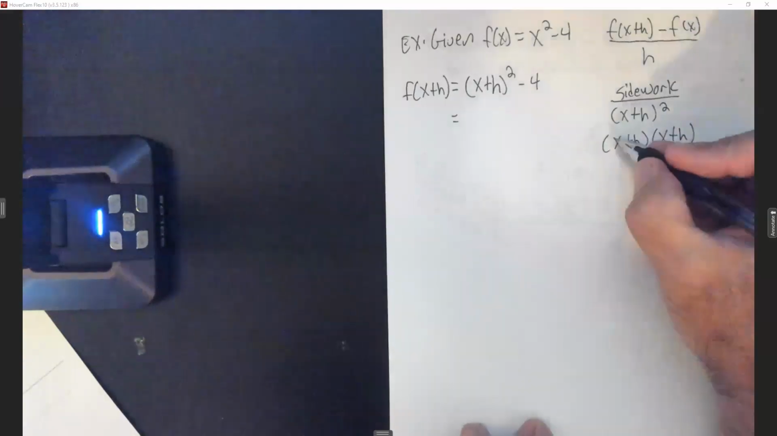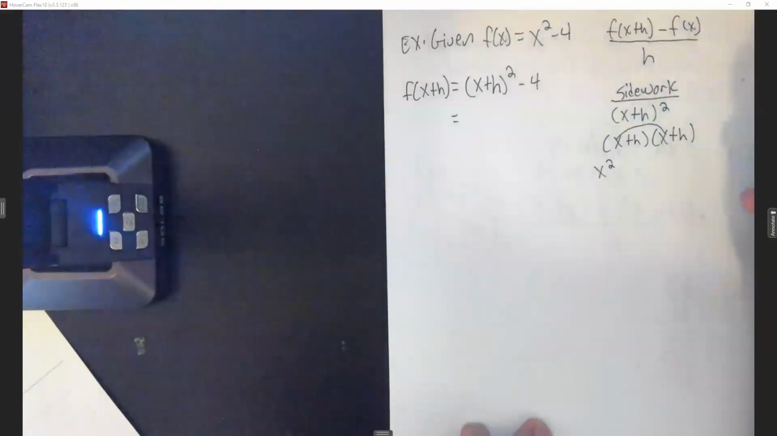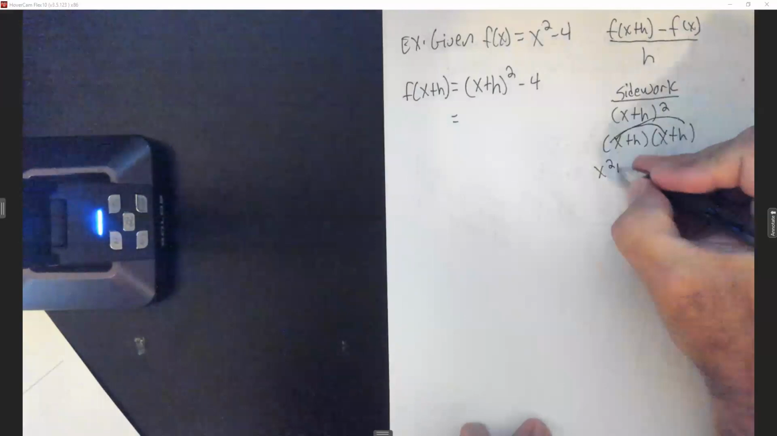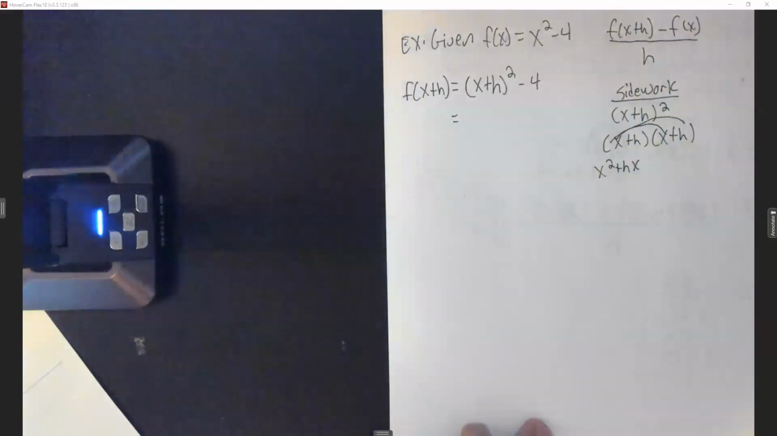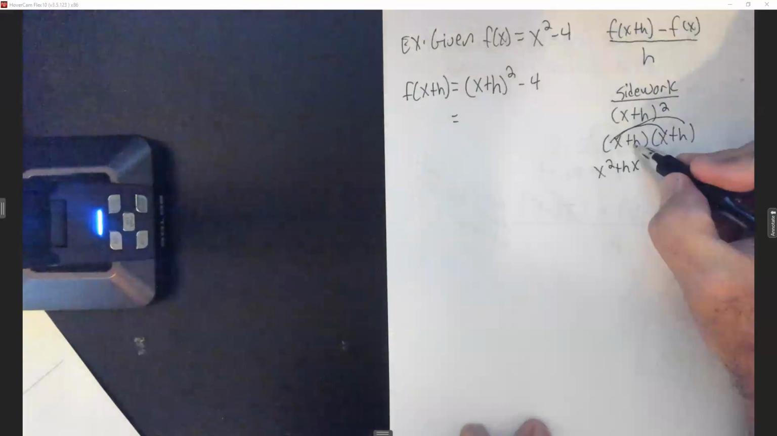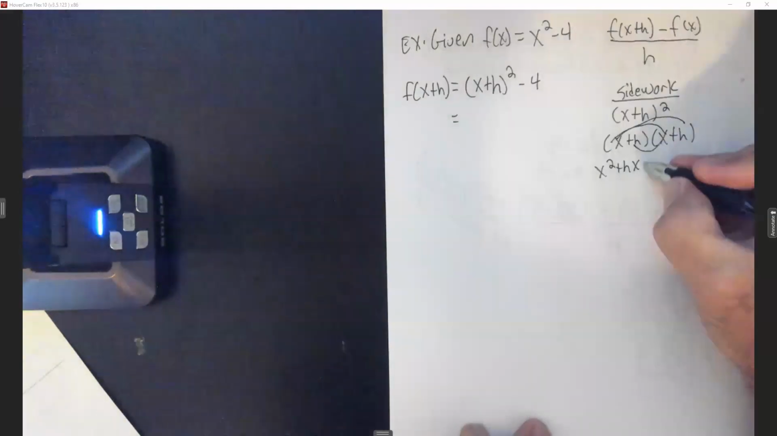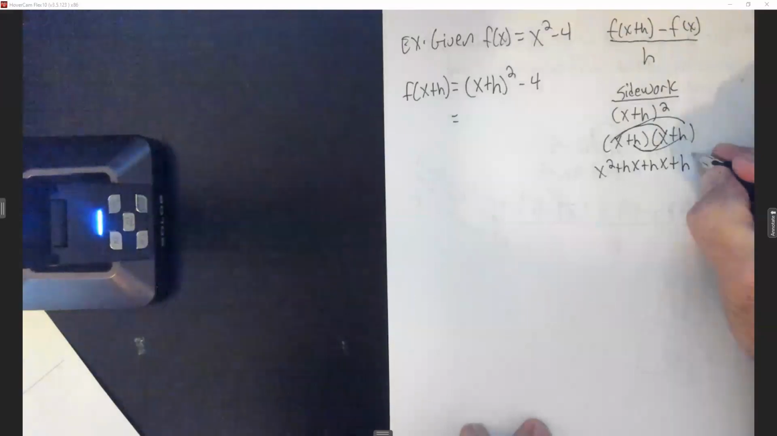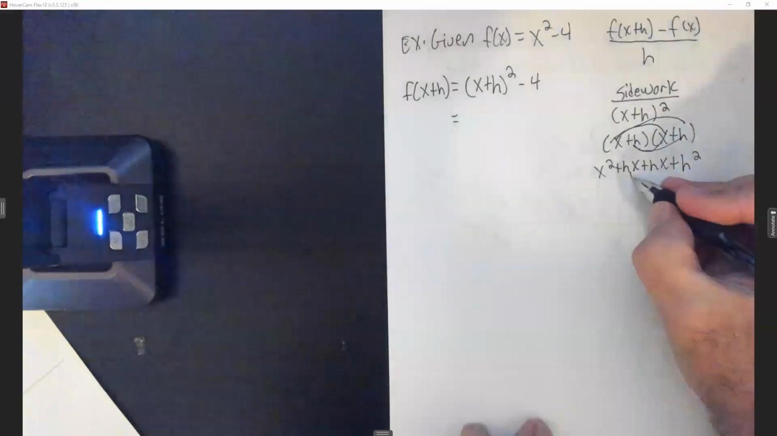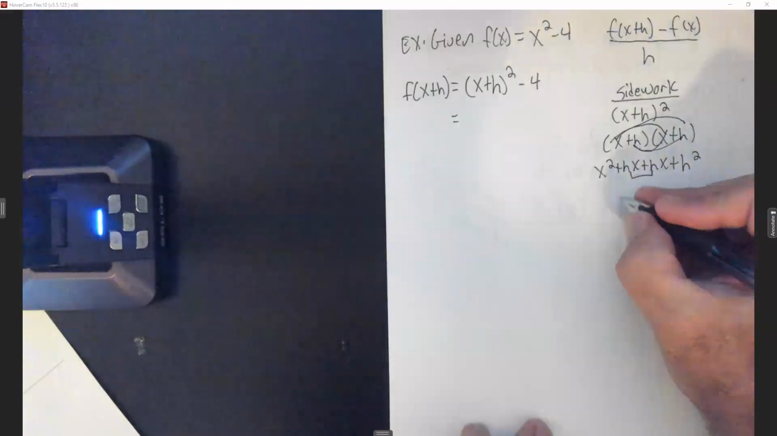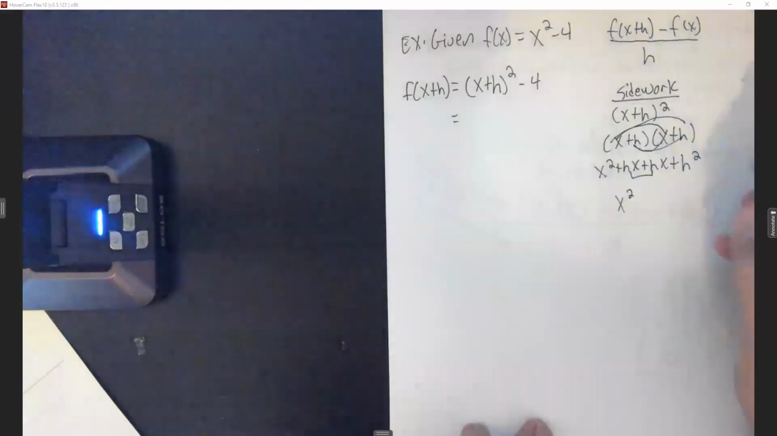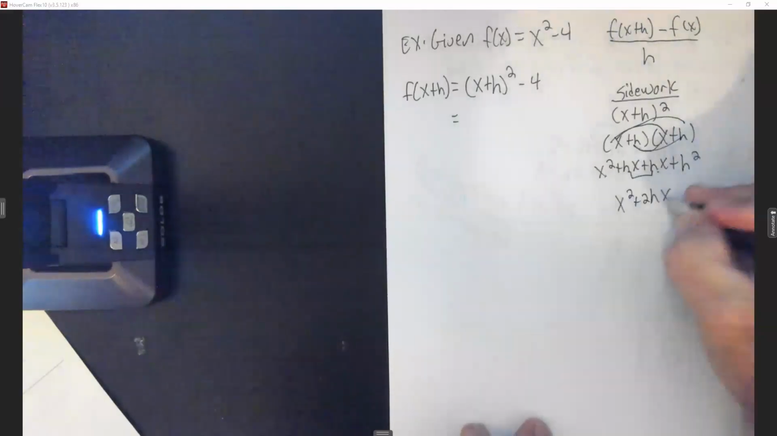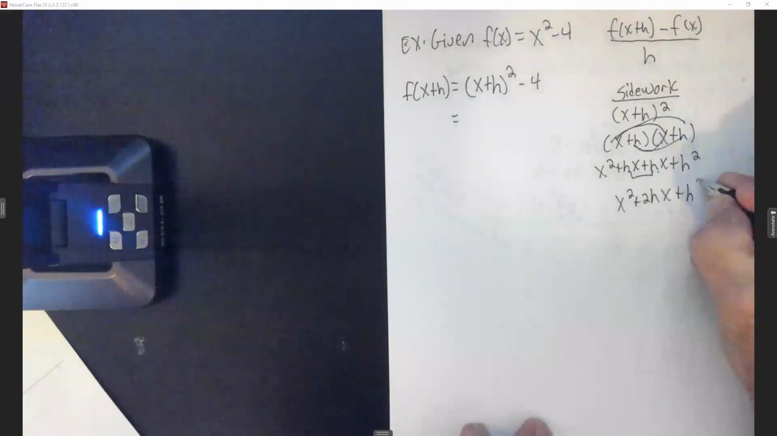So that x times x is an x squared. X times h is a hx. I'm just putting them in alphabetical order. H times x is another hx. And then at the end, h times h is an h squared. So what you would do to this is add those like terms. So you got an x squared. 1hx plus 1hx gives me 2 hx's. And then at the end is an h squared.